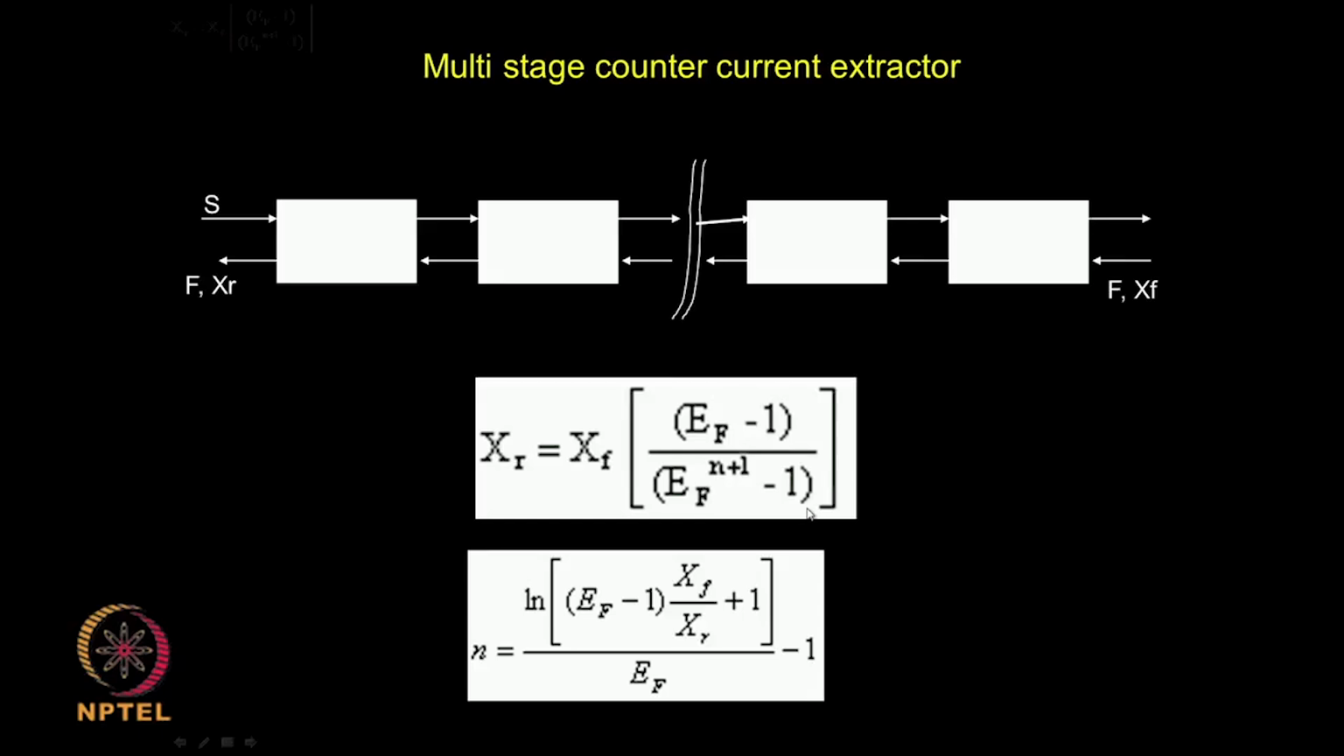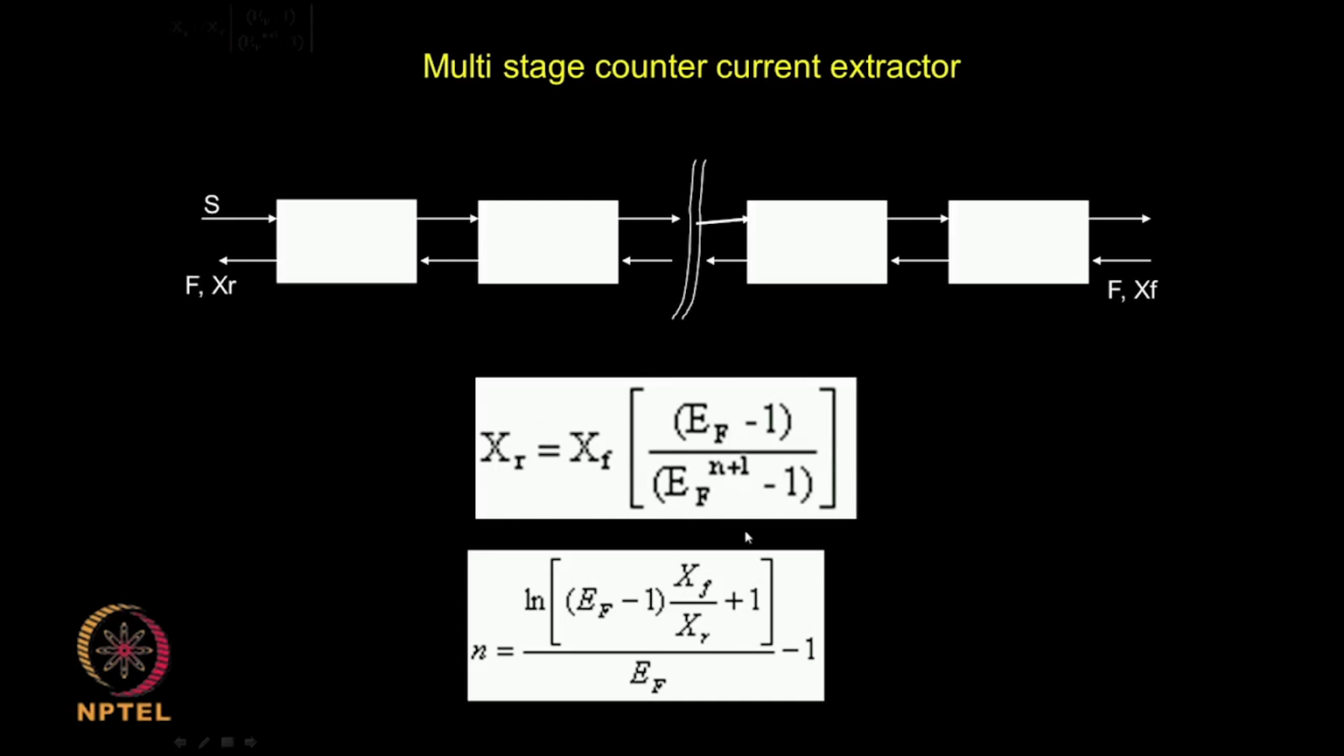So, there is a difference between the previous and this. In a cross flow we have XR is equal to XF divided by 1 plus E raised to the power n, whereas here the equation is different. The assumption here is K is the same in each stage, that means it does not change irrespective of the concentrations. So, K remains the same in all cases. So, I can adjust this equation to get a relation for n also, that means if I want to find out how many stages, I can do that also. So, this equation is very important.